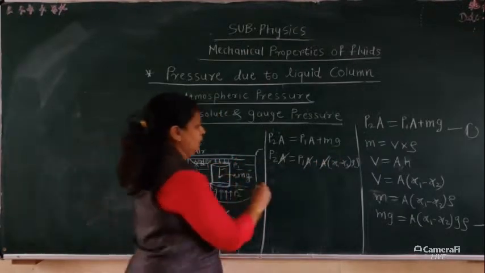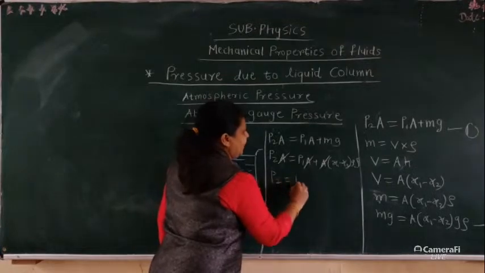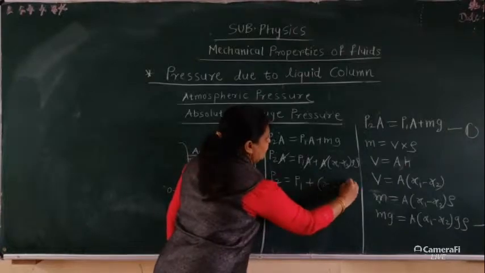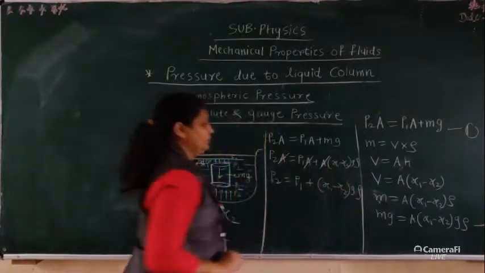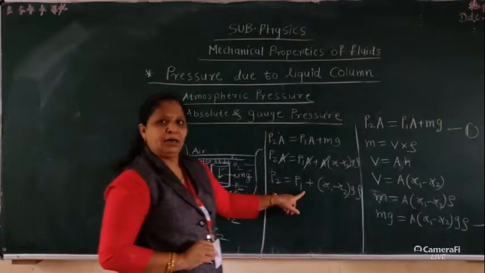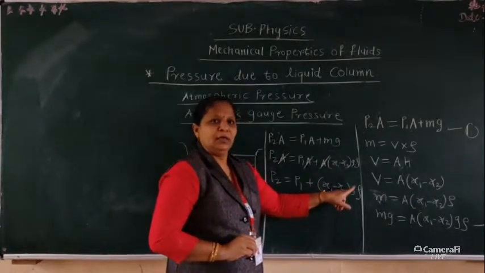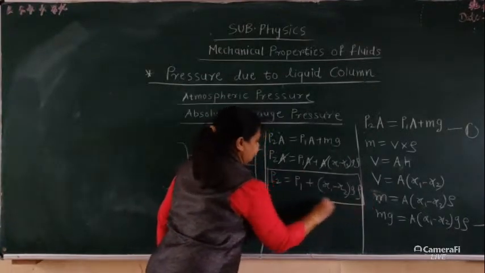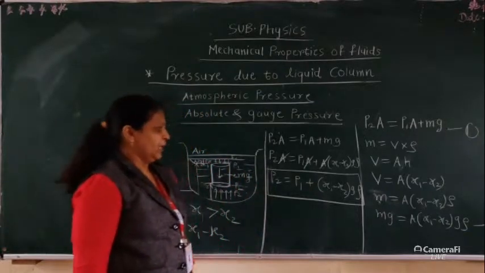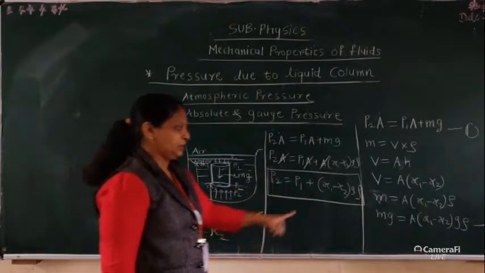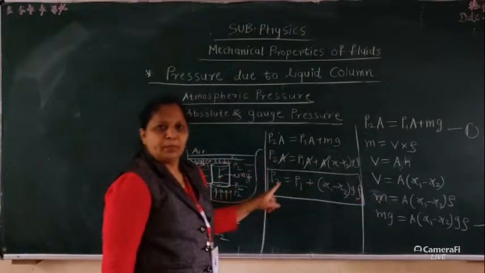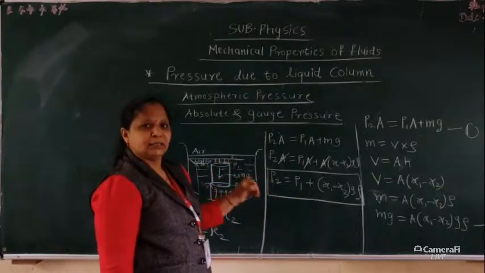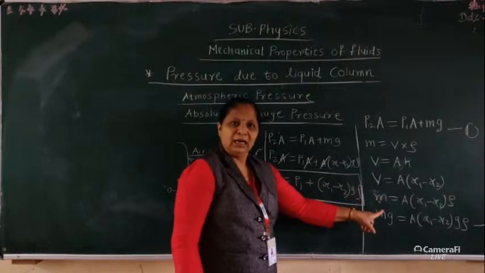सगळीकडे कॉमन आहे. So P2 is equal to P1 plus x1 minus x2 into G into rho. So we get this equation. हे इक्वेशन खूप इम्पॉर्टंट आहे आणि ते व्यवस्थित लक्षात ठेवायचंय. पुढचं जे काय आपल्याला कॅल्क्युलेशन करायचंय त्यासाठी हे इक्वेशन तुम्हाला लागणार आहे.